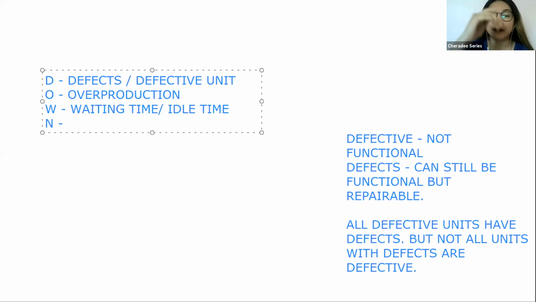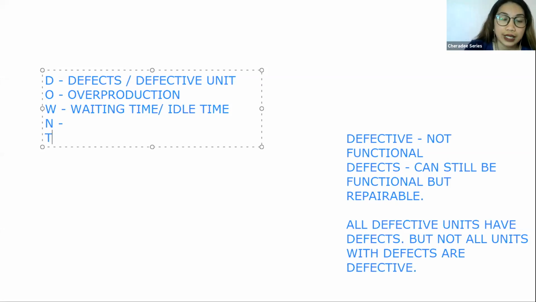Next, what's the N? I-skip sana to si N. Let's go to T. N is actually the latest. Bago na siya gi-add. Okay, it's the 8th muda. But let's proceed first to the T. So, unsa man na si T, guys? Oy, questions, by the way, sa waiting time, wala ra? Wala ra. Sagot na? Okay. Next, what is T then?